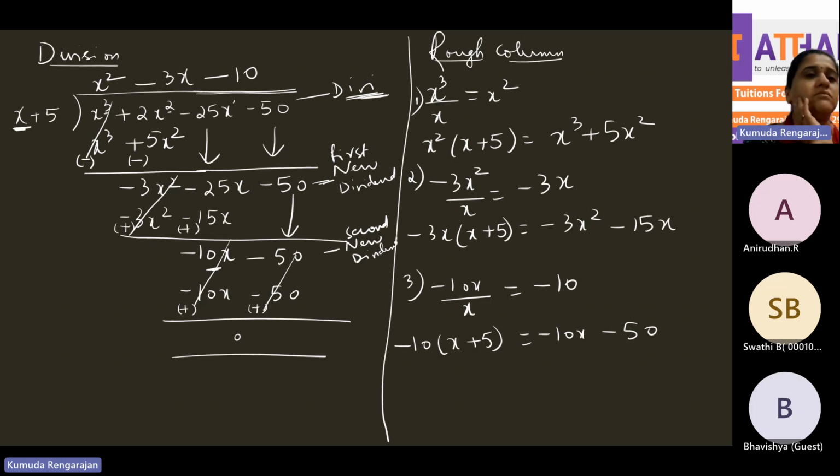If the question has x to the power 4 plus x squared plus x plus 1, it's okay if you don't add the 0 term. That's called synthetic division.